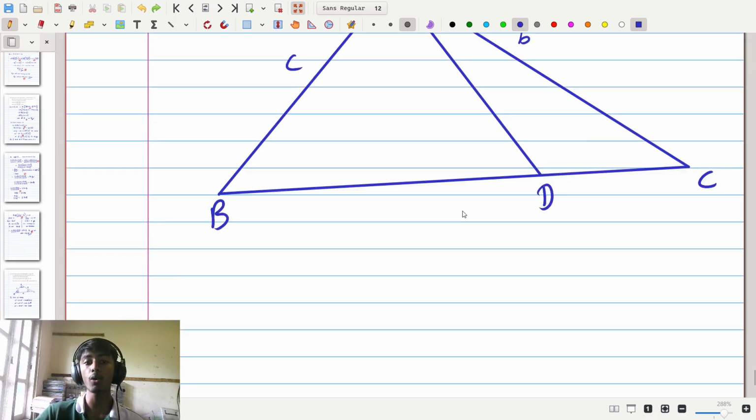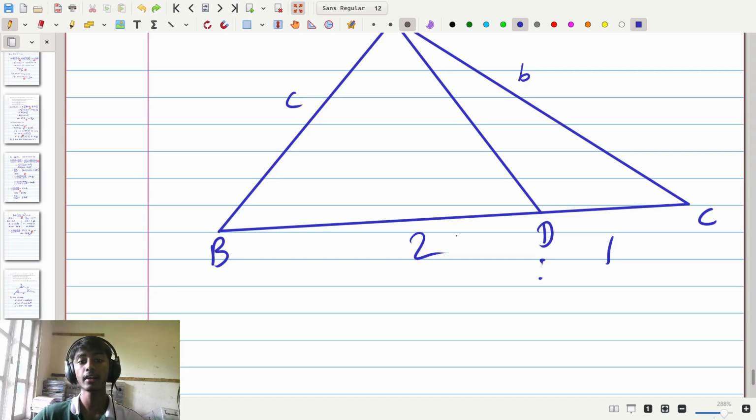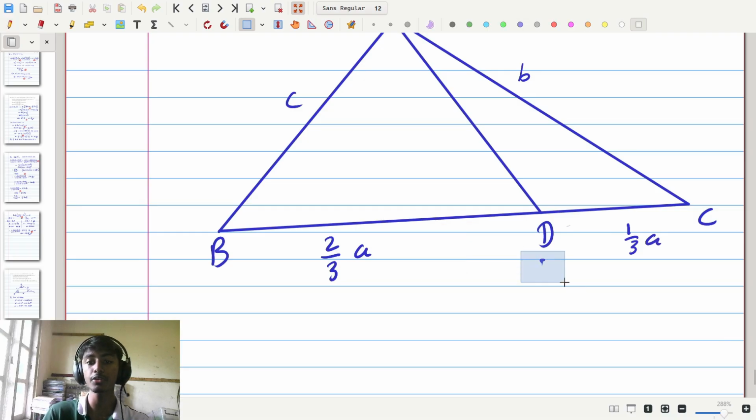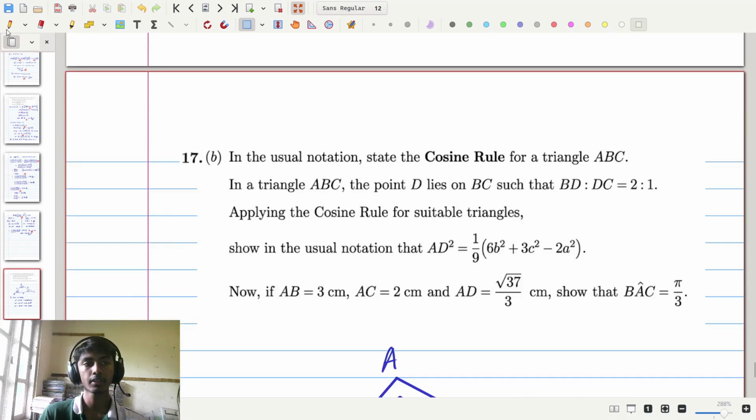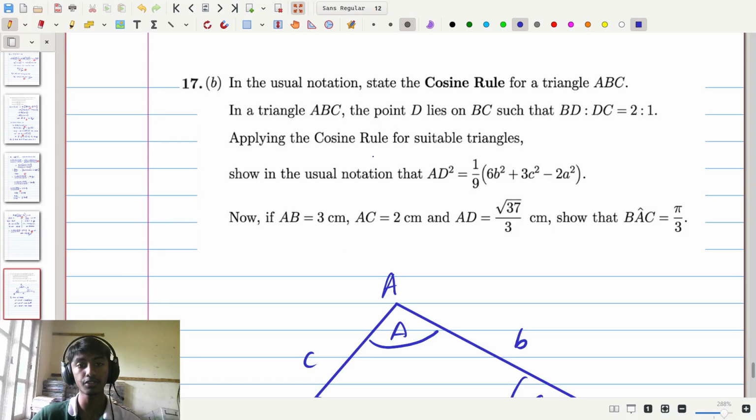However, since this is broken in the ratio of 2:1, we can say if the total length is simple a, then the length BD, which is 2/3 of that, will be 2/3 a. And similarly, the length DC will be 1/3 a. So therefore, we get the length BD being 2/3 a and the length DC being 1/3 a, where a is the total length BC. Now given this, they say, by applying the cosine rule for suitable triangles, show in the usual notation that AD squared is equal to 1/18 times (6b² + 3c² − 2a²).